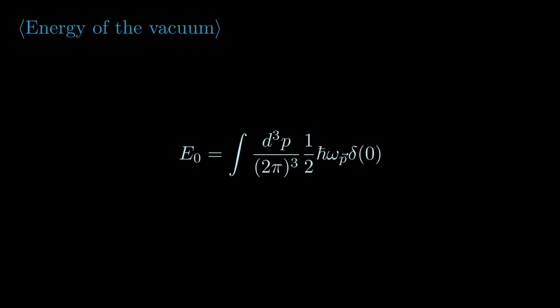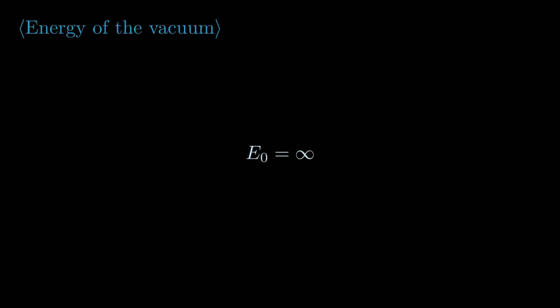Now, if you know a little quantum mechanics, you will know that the lowest possible energy of a simple harmonic oscillator is 1 by 2 h bar omega. Since the field is a linear combination of infinite simple harmonic oscillators, it's not completely shocking that the energy is infinite as well, and it is given by the following expression. But we see that there is a problem with this expression. It diverges to infinity.